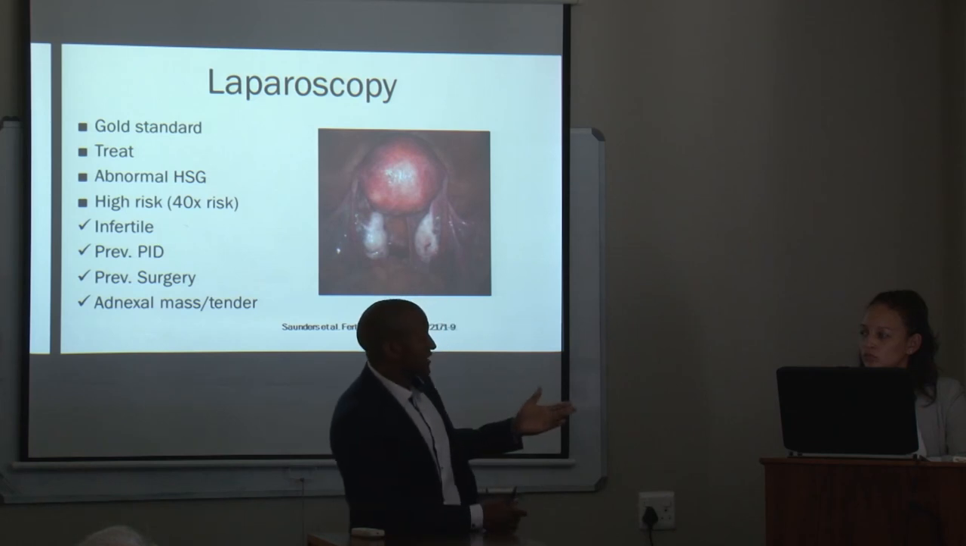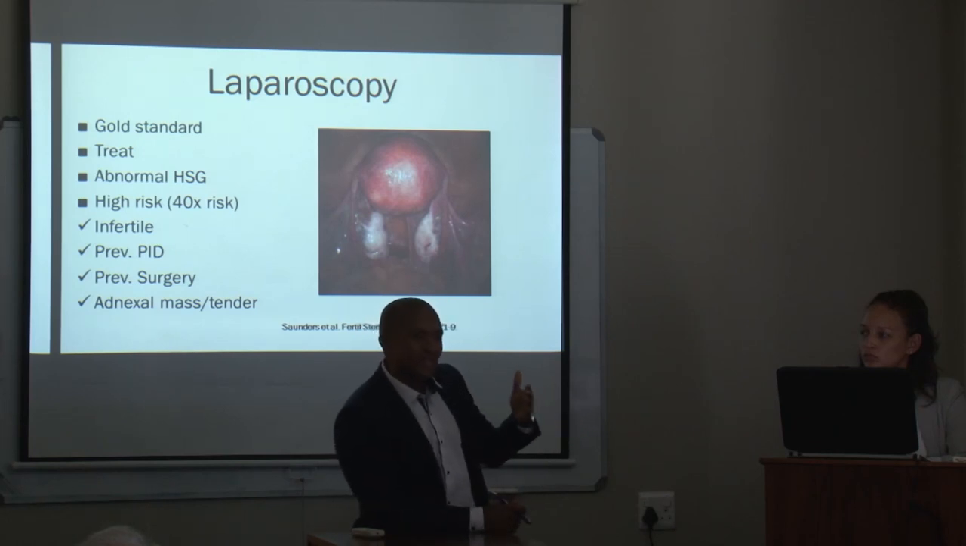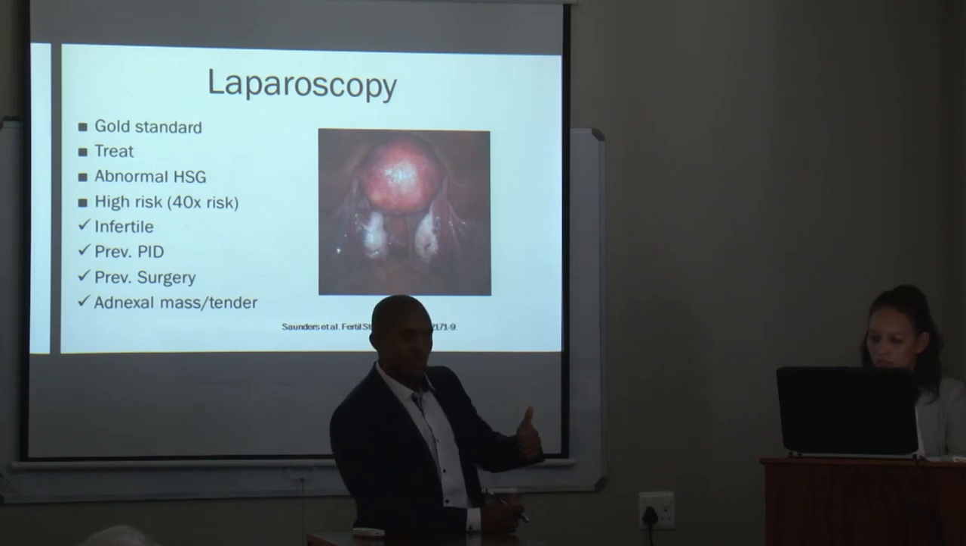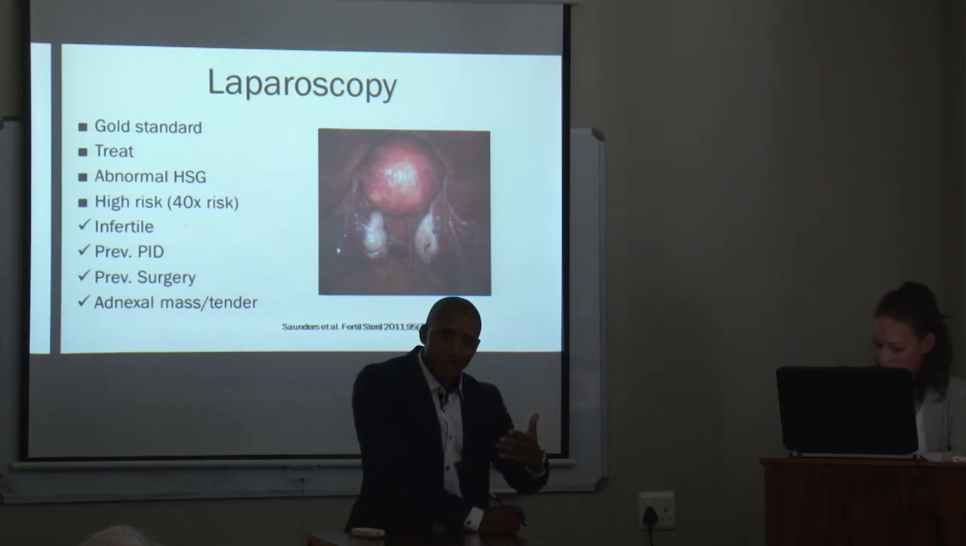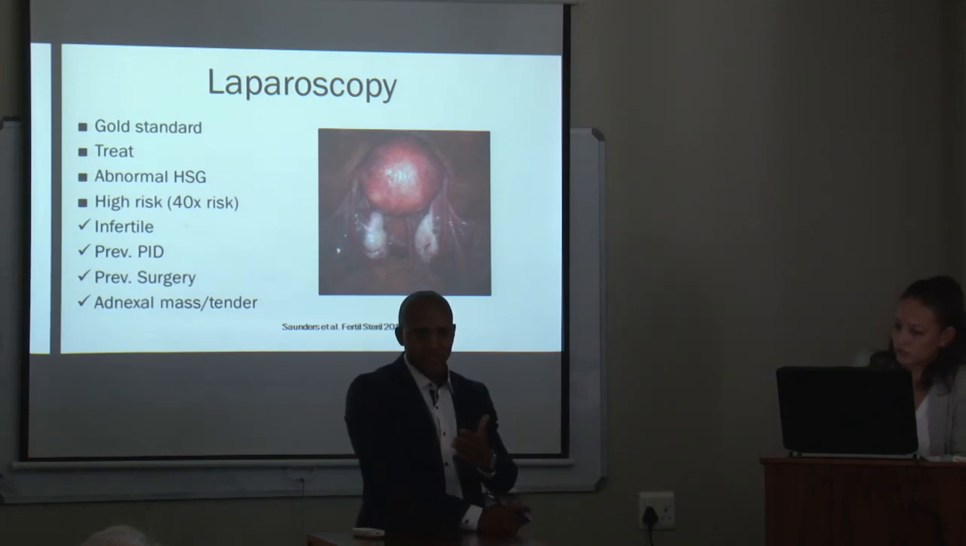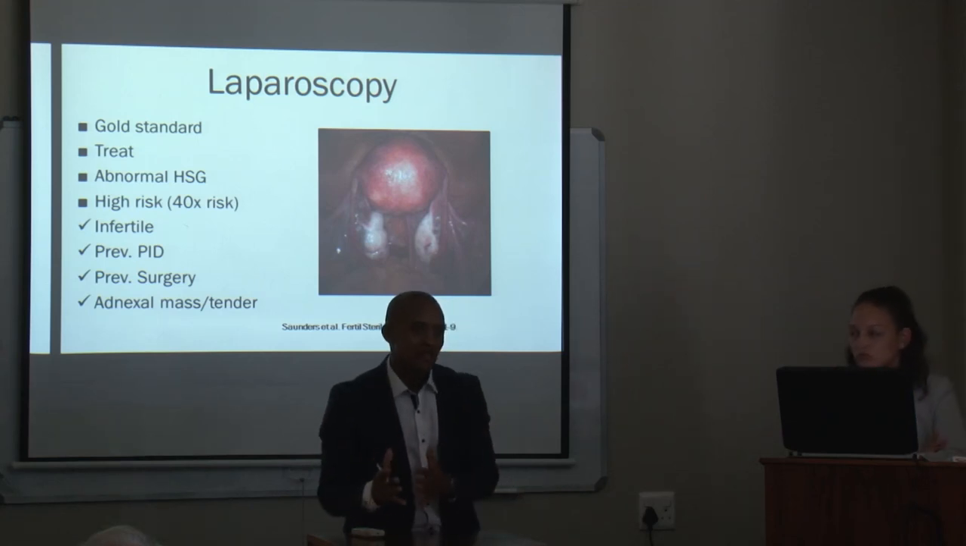So I think that was primarily the key message from the talk on fallible tubes. When do you suspect these tubes are fallible? The history will tell you, either the primary or secondary infertility or the inquiry that you're going to take from the patient. And two, after you have that profile, is it a low risk or is it a high risk patient? How are you going to screen this person?